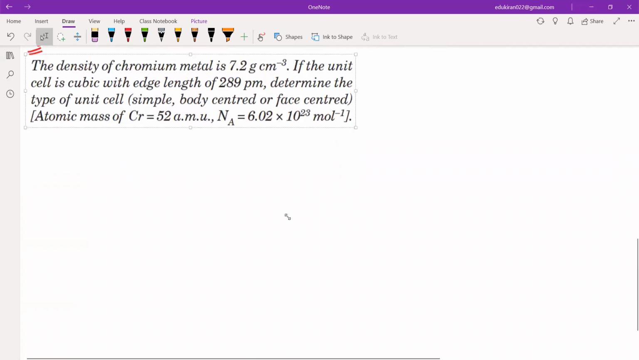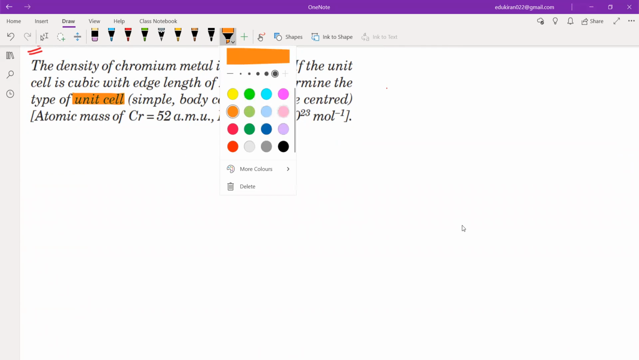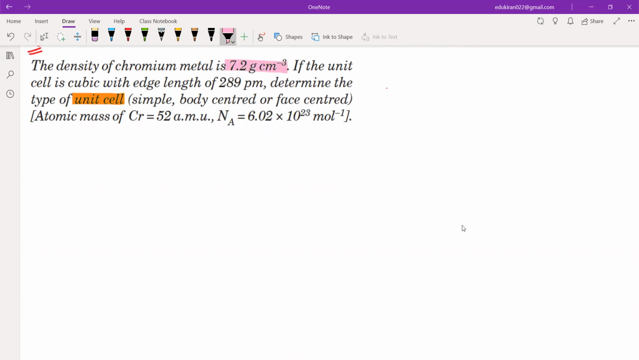Density of a chromium metal is 7.2 gram per centimeter cube. If the unit cell is cubic with edge length of 289 picometer, determine the type of unit cell. They have given you the density, the edge length, the molar mass, and also NA. So everything is given. Only the Z is not there.